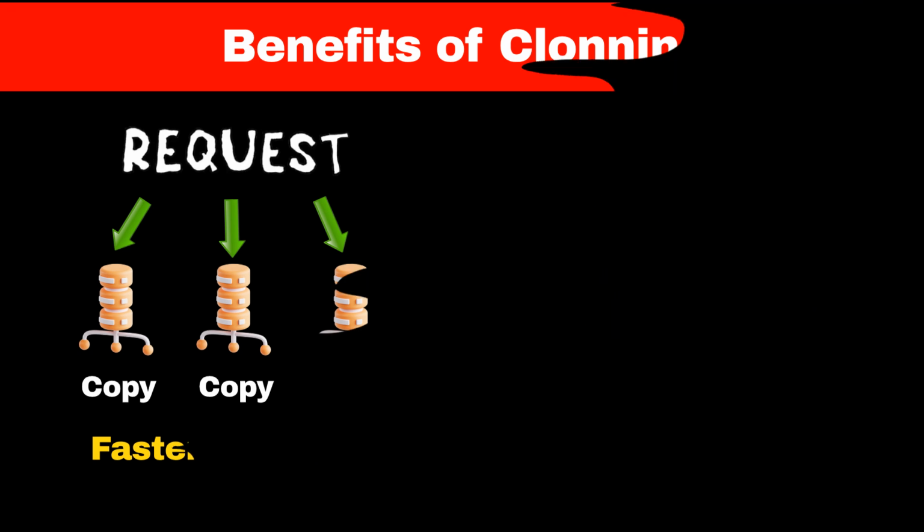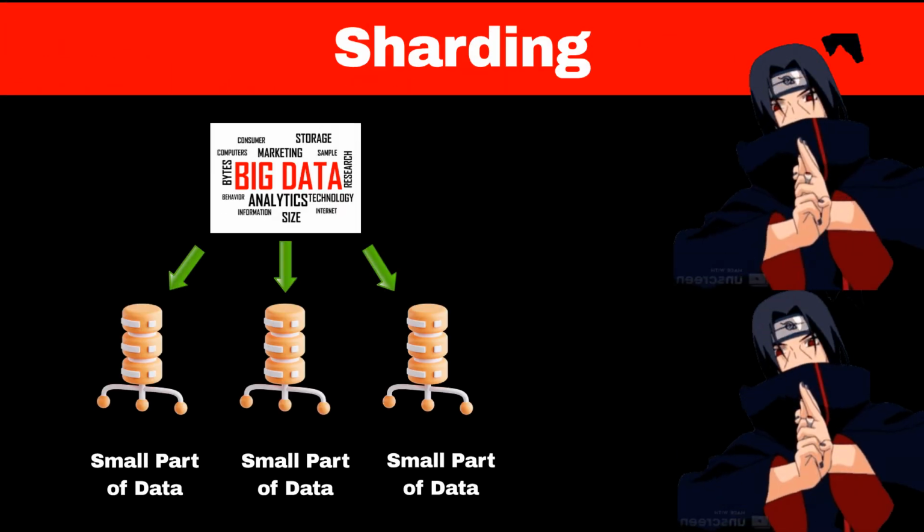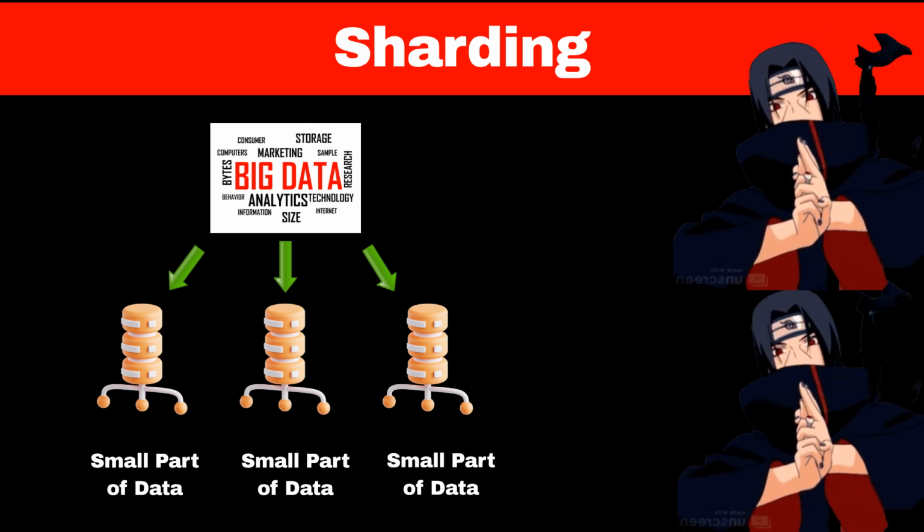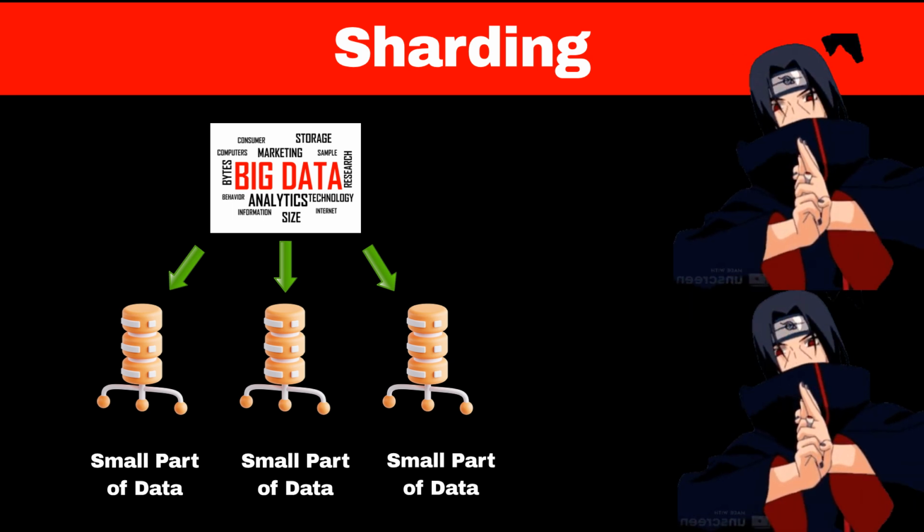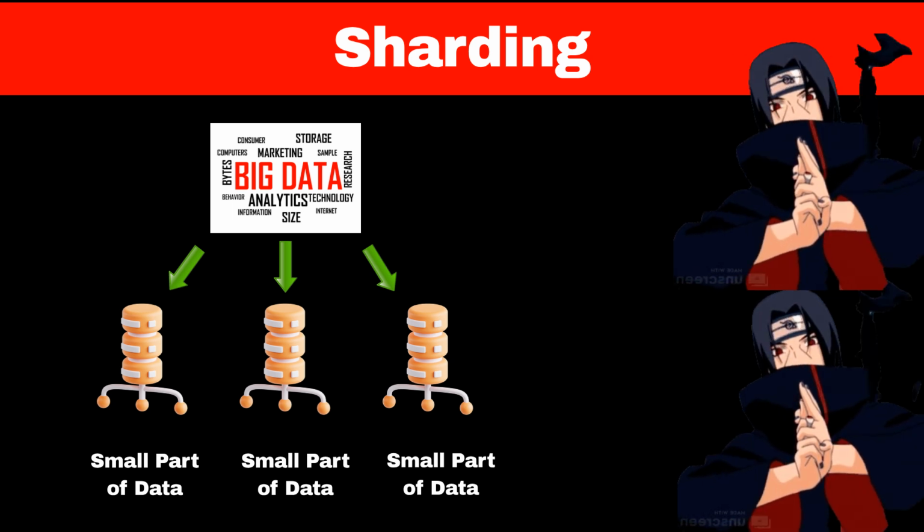On the other hand, sharding means dividing a large amount of data into smaller chunks and storing them in different machines. Sometimes data is too big to store on a single server, so we need to logically divide this big data into smaller parts and then store it in different machines.